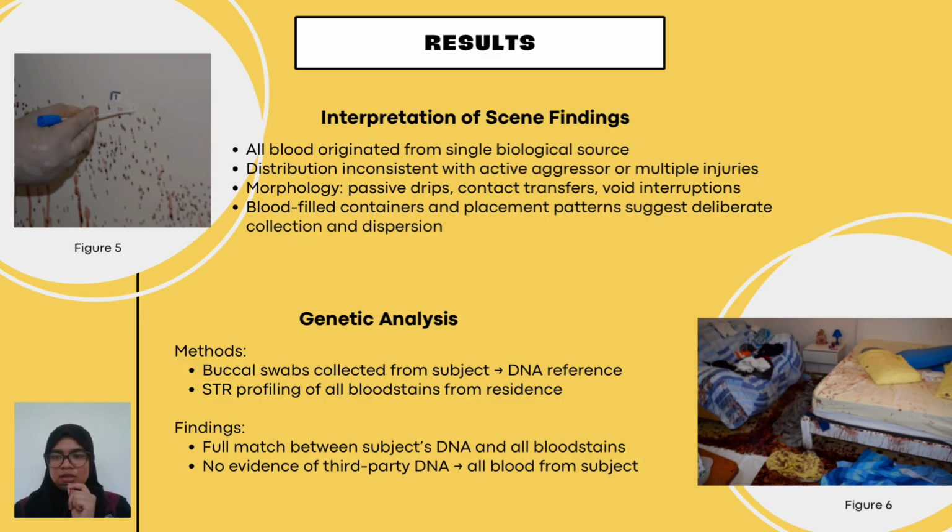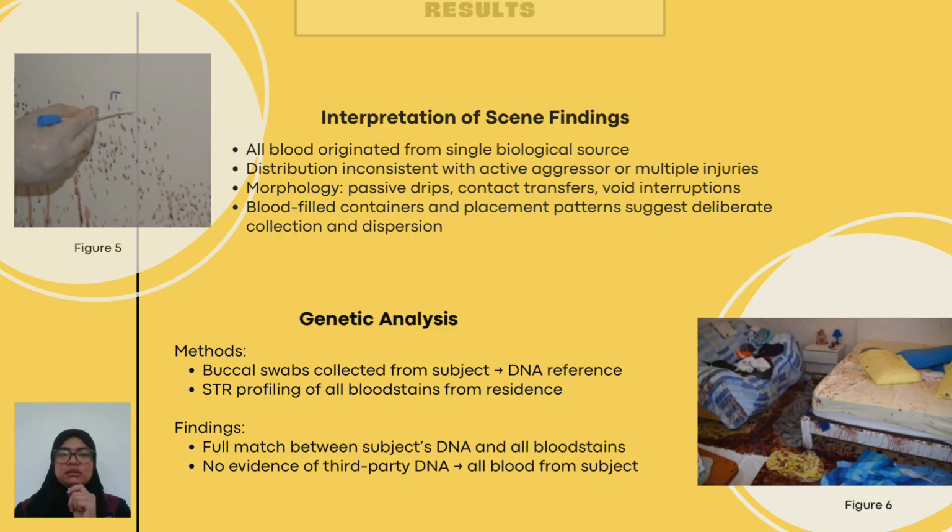The STR-DNA profiling confirmed that all the bloodstains in the house matched the subject's DNA, with no mixed profile and no evidence of a second person. This supports the conclusion that the entire scene was created using the subject's own blood. In summary, the clinical findings, bloodstain morphology, void pattern, bedroom evidence, and DNA results all consistently indicate that the blood scene was staged and not the result of an actual violent assault.